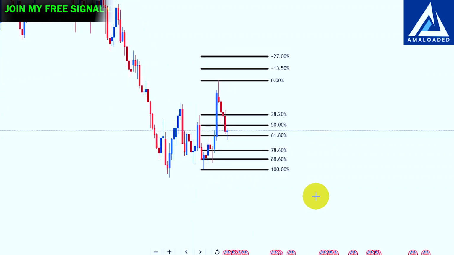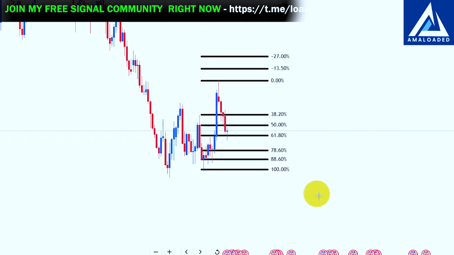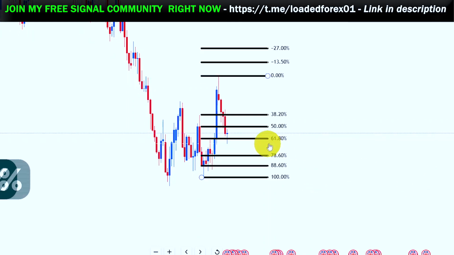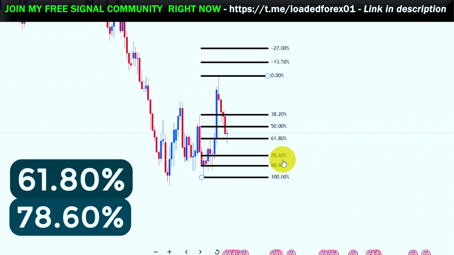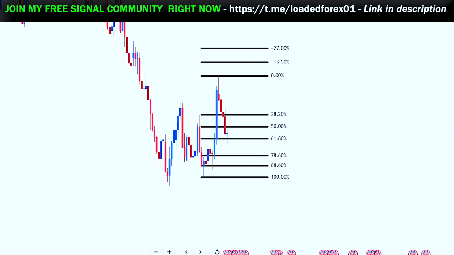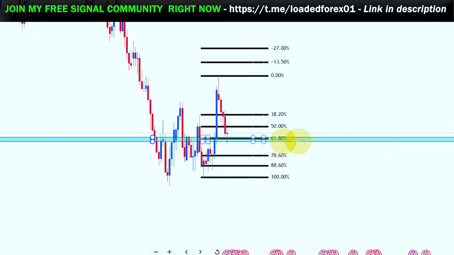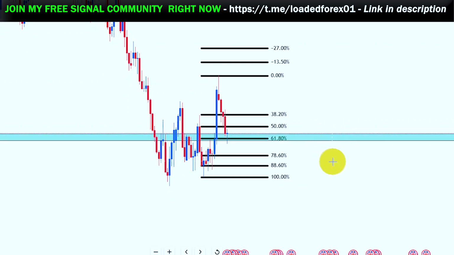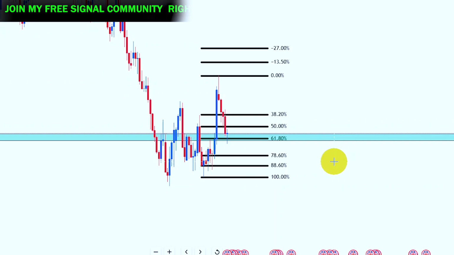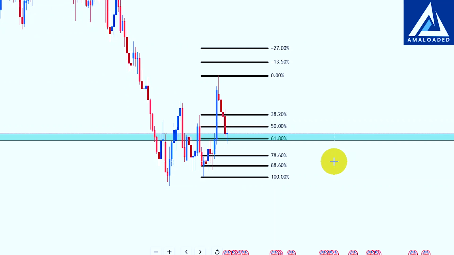One of the strong levels of Fibonacci that I love to use all the time is 61.80% and 78.60%. Whenever the price action is at the point of interest and you have established your Fibonacci, the next thing you have to do, focus on 61.8% and 78.6%. I love these two Fibonacci levels because they hold the price action most of the time.